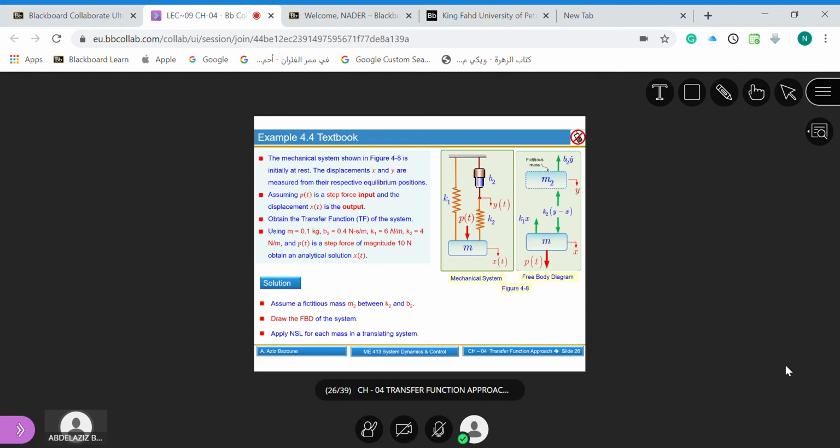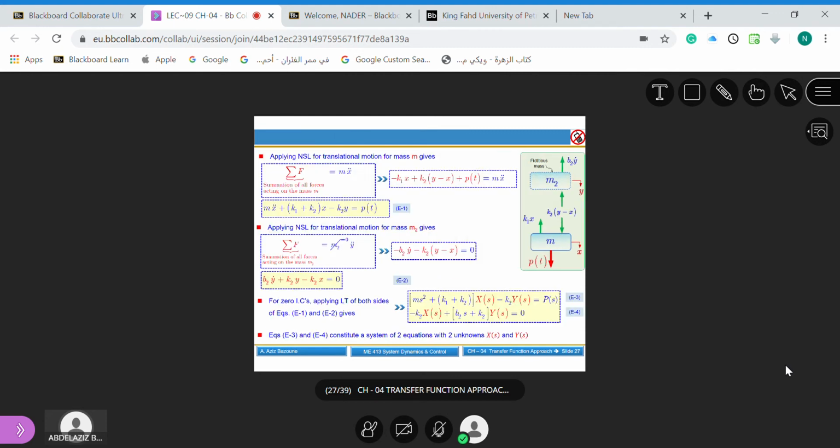So we will write the free body diagram for this mass, and we write Newton's second law, and we try to find the transfer function. If we take the mass M, which is this one, Shabab, we have minus K1X plus K2 times Y minus X, and then plus P of T, and these are all the forces acting on this system. So this will be equal to m x double dot.